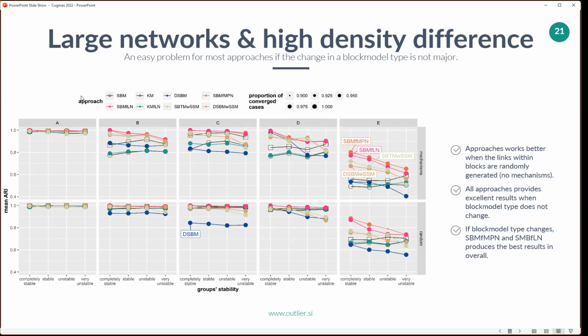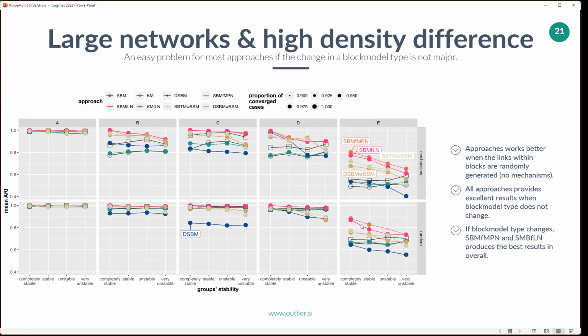By columns, we have the block model type transitions now. And by rows, we have the case with mechanisms, so when we consider mechanisms when creating links within blocks, and the random case, when the links within blocks are created just randomly. On the x-axis, we have group stability and mean ARI on the y-axis again. You can see that the approaches work better when the links within blocks are generated randomly. So the mean ARI values are a little bit higher in this case than in this case.